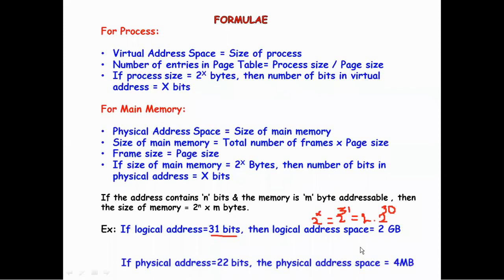Another example, if physical address is equal to 22 bits, then physical address space is equal to 4 MB. Let us see how 4 MB is calculated. The address space is usually represented in terms of 2 power x bits. So here the value for x bits is 22. 2 power 22 can be written as 2 power 2 into 2 power 20. 2 power 2 is 4, then 2 power 20 is 1 MB, which is equal to 4 MB. So this is how the calculation is done.